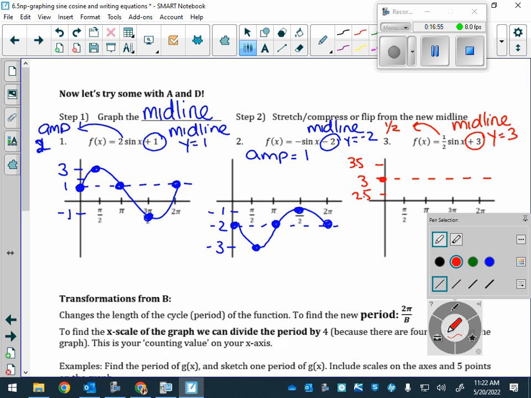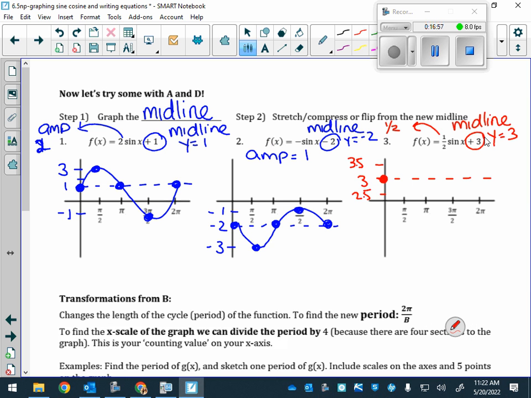0, 3. And then where? 3.5. Then where? Good. Then. Good. Okay. So what we just did is we took care of the amplitude and the midline.